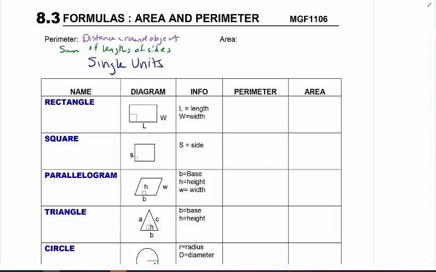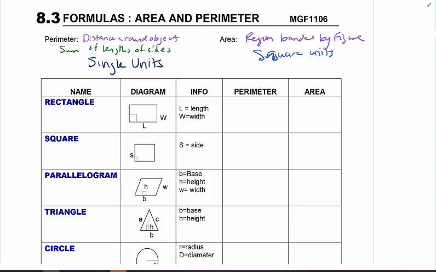Area is going to be the region bounded by the figure. This is why, when you think of an area rug, that is literally the area that is bounded by that rug. These will always be dealing with square units. So you'll be dealing with inches squared, feet squared, centimeters squared. That's important in filling in the correct pieces for this.